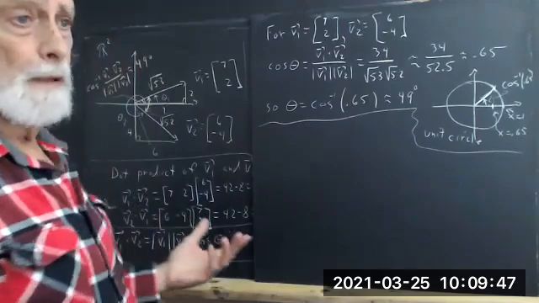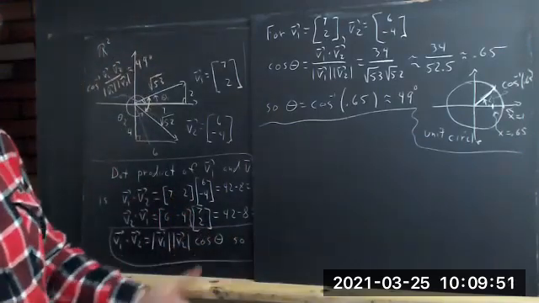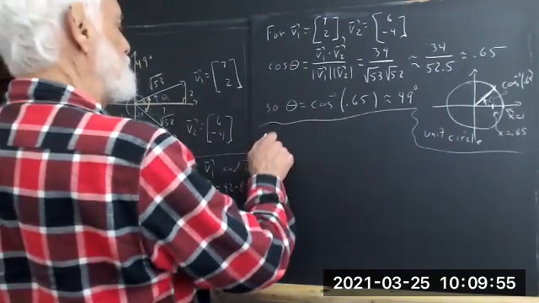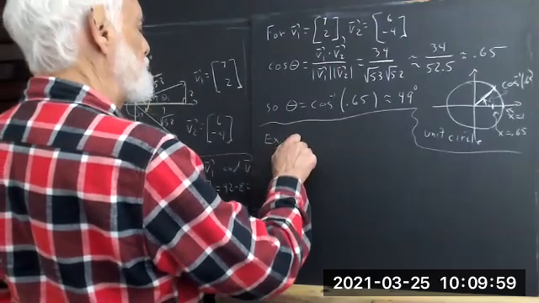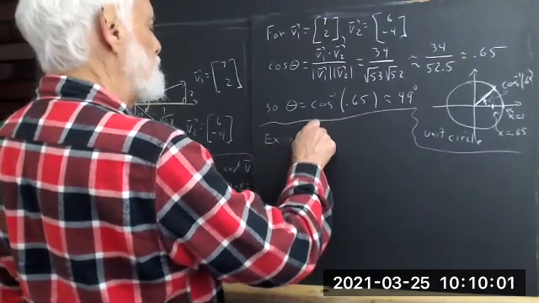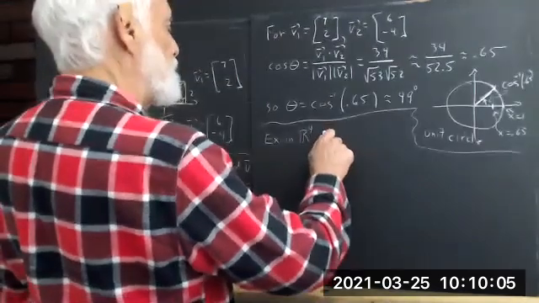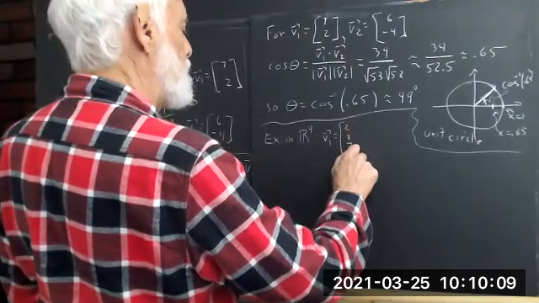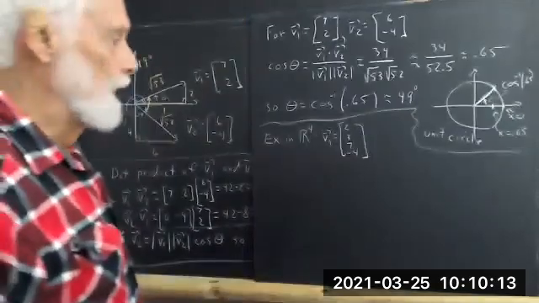Well, that's a dot product. The dot product can be done in higher dimensions. Example in R4. V1 is 2, 3, 7, negative 4.